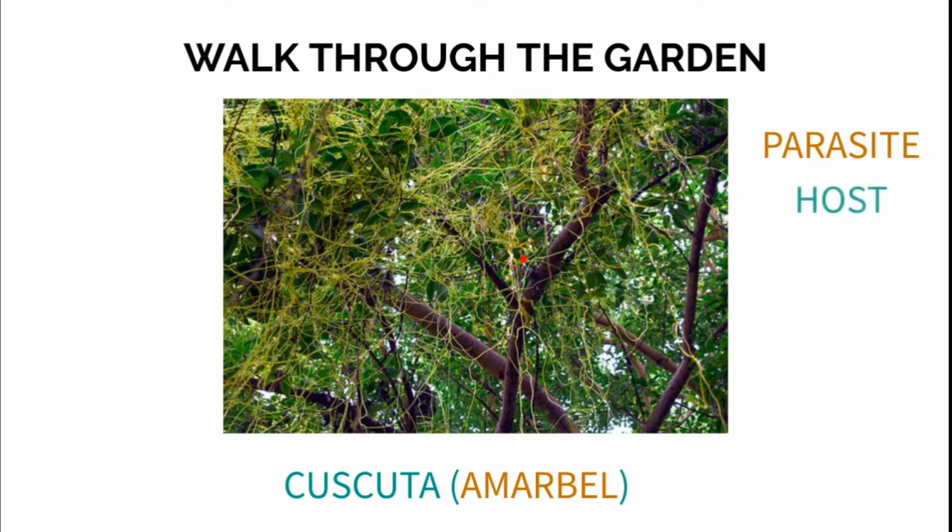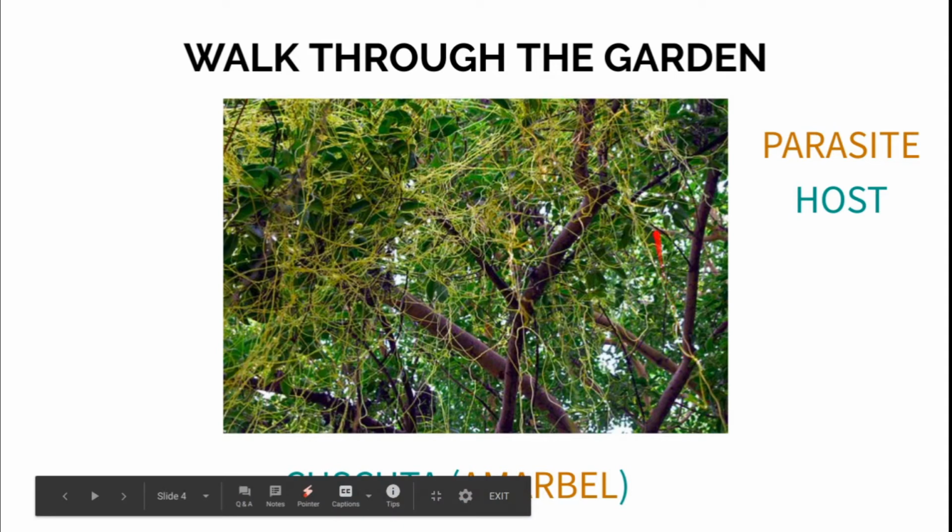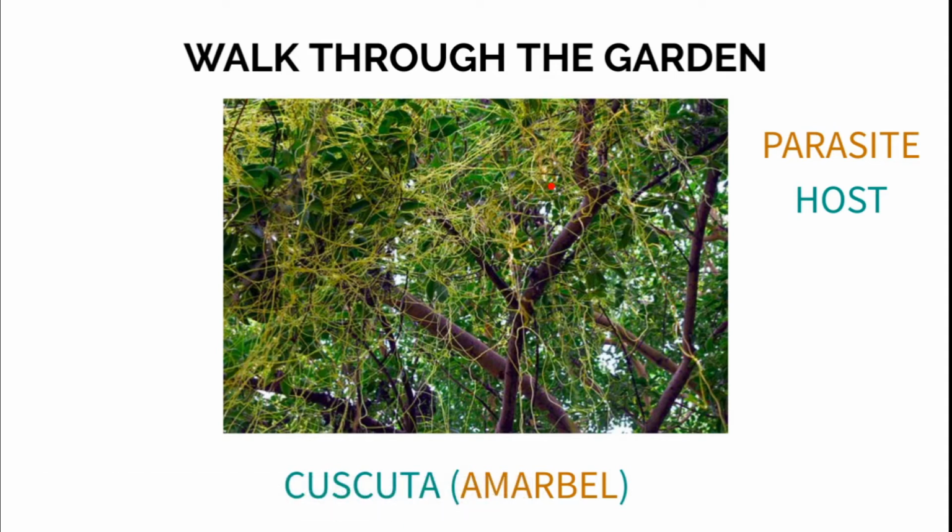So this is a relationship where two plants live together. One is a parasite and the other is a host. The parasite sucks the nutrients from the host, and if it sucks all the nutrients from the host, then the host may also die. So this is a very dangerous plant.